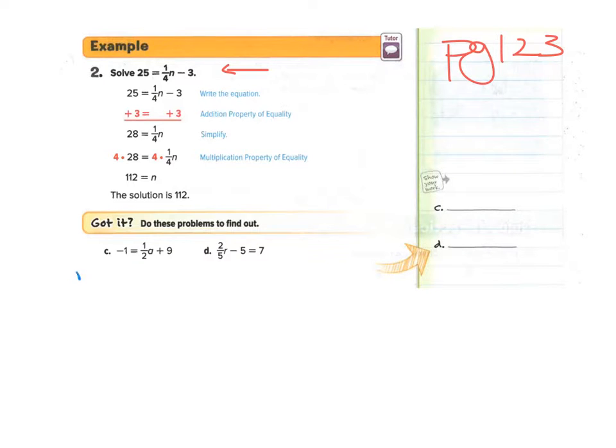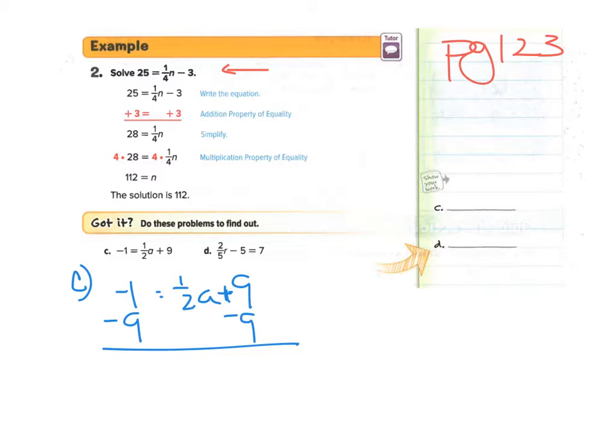I'm just going to rewrite it. So got it C, I have negative 1 equals 1/2 A plus 9. And so I need to get rid of times 1/2 and plus 9. I'm going to follow the order of operations backwards to undo the equation, so I'm going to subtract 9 from both sides. So when I do that, I get negative 10, because remember, keep, change. So I get negative 10 on the left side equals 1/2 times A.